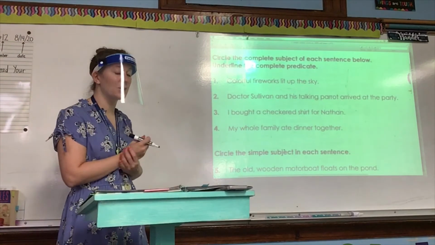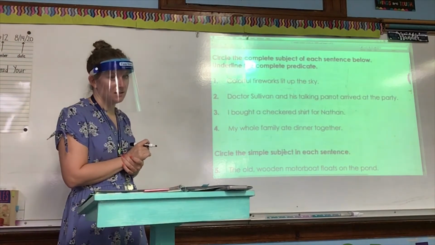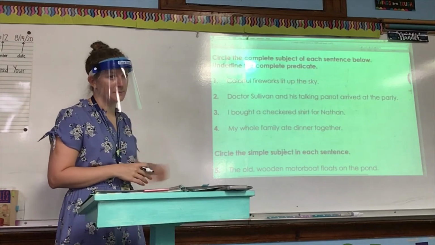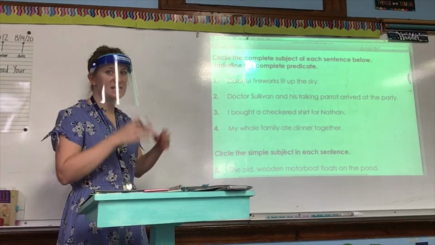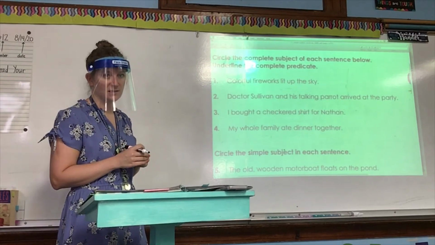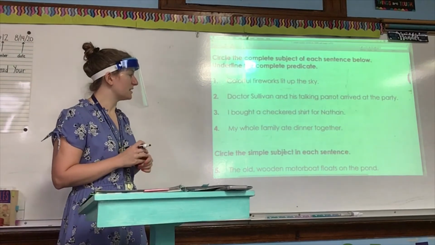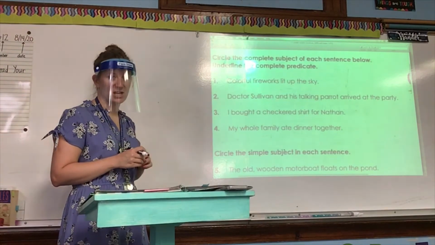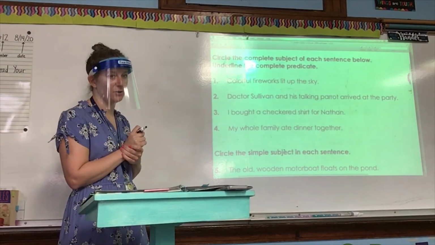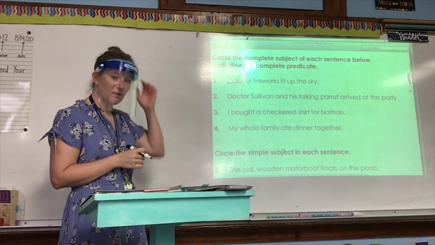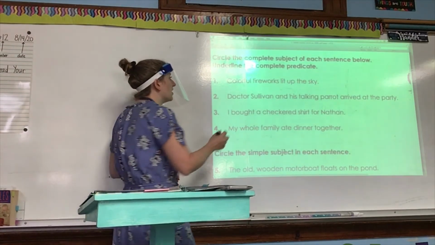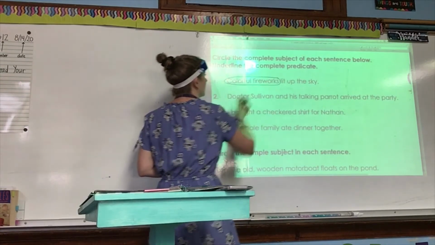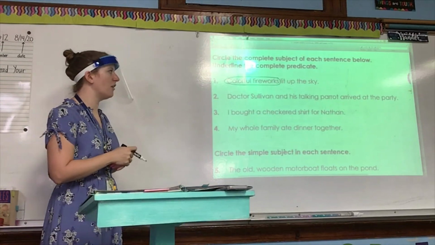Fireworks. Is that the complete subject? Complete is all of the words. Simple is one word. Complete is all of the words. Can you say it again? It says colorful fireworks lit up the sky. What is the complete subject? So all the words that tell who or what the sentence is about. Colorful fireworks. So I'm going to circle colorful fireworks because that is all the words.